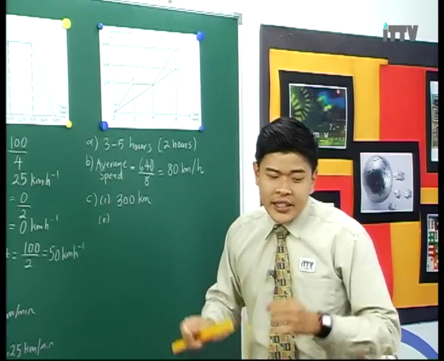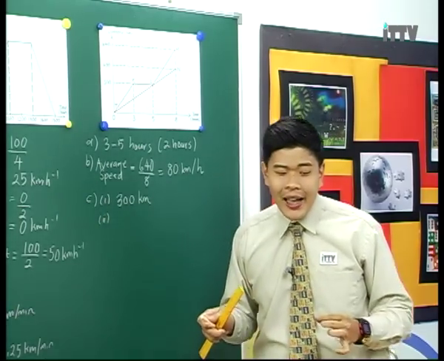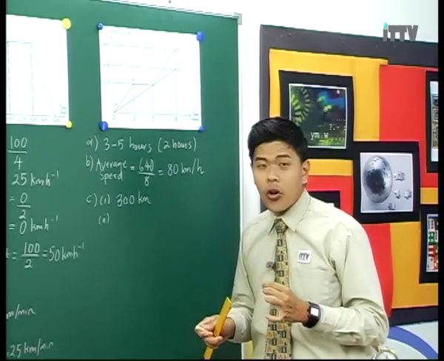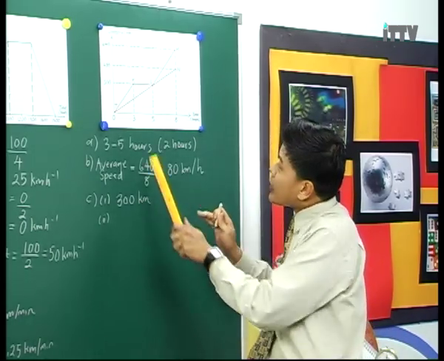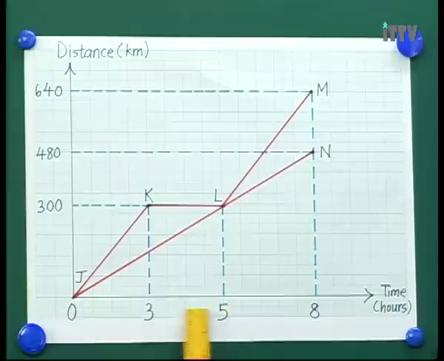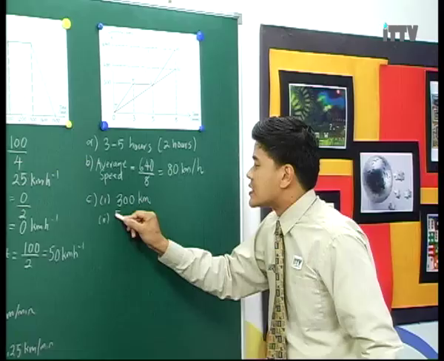And what about C2? C2 is to state the time taken by the car to reach location L from Kuala Lumpur. So now the car, just take a look, J to L. What time is taken? Just read from the axis, 5 hours.